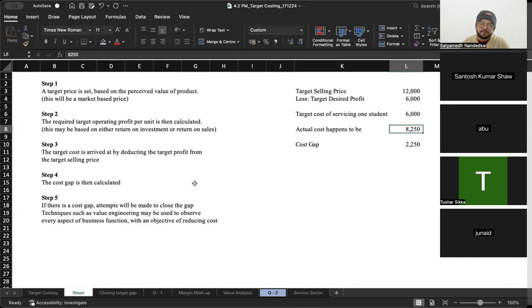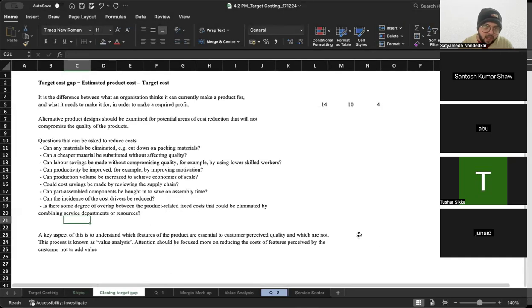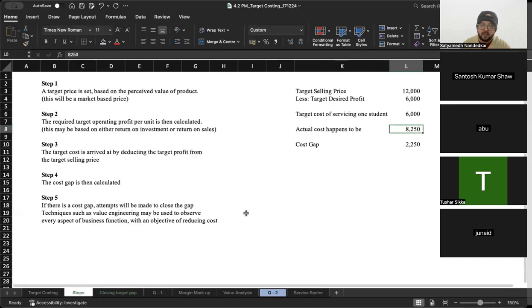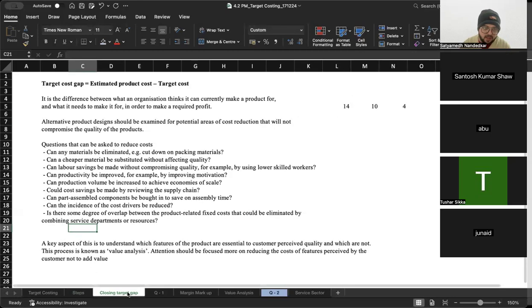Okay. Now, how do you reduce the target cost gap? Target cost gap is estimated product cost minus target cost. See, right now, the actual cost in this case happens to be 8250. The target cost is 6,000. What am I planning to do in order to eliminate this, in order to reduce this?